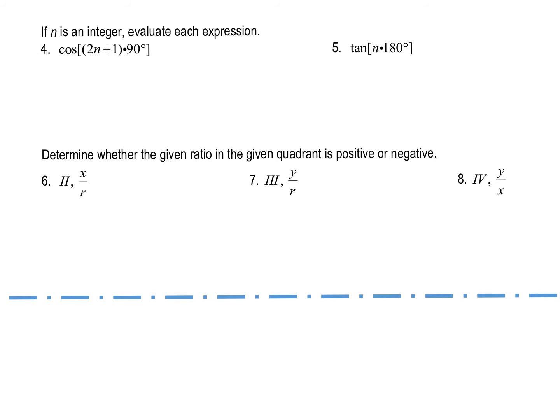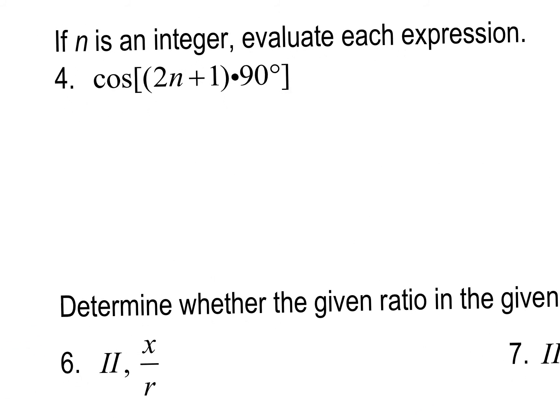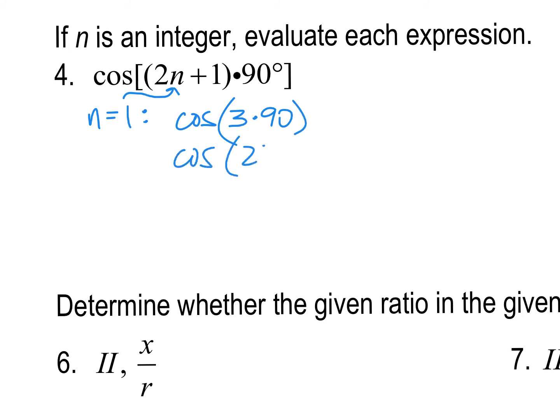And I bet you guys remember what integers are. They're just numbers on a number line, whole numbers, like 1, 2, 3, on and on and on. Also negative numbers. If you get a little bit confused, what I recommend doing here is starting with an integer. Like, okay, fine, let's pretend that n equals 1. So if I plug in 1 right here, I get cosine of 2 plus 1 is 3 times 90. So that's cosine of 270.